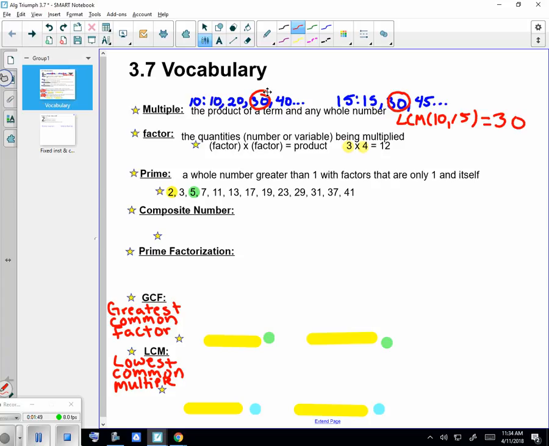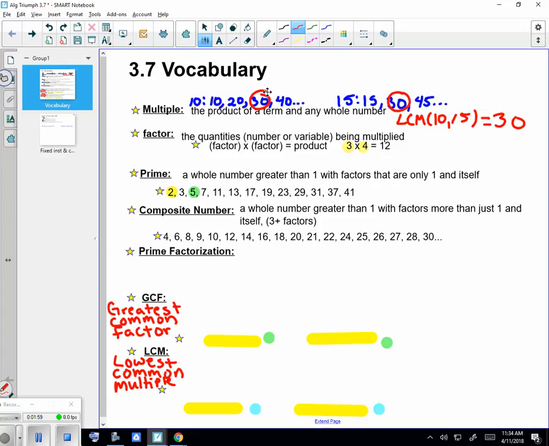Those should be memorized. Composite number is a whole number greater than 1 with factors more than just 1 and itself. It has to have 3 or more factors. Our composite numbers: 4, 6, 8, 9, 10, and so on. A number most people forget, 0. 0 is technically composite. All numbers are factors of 0.